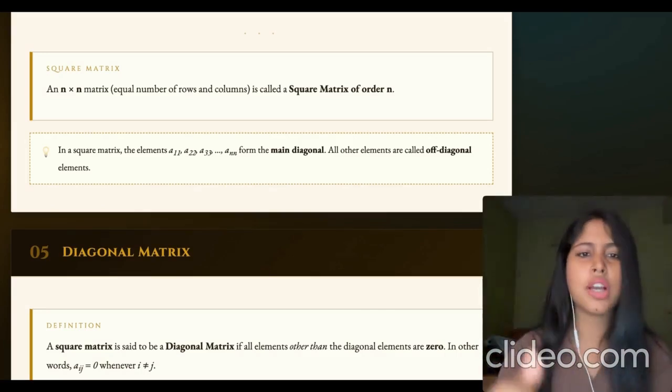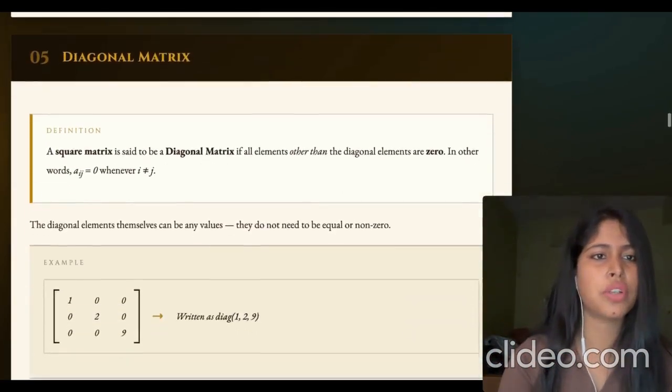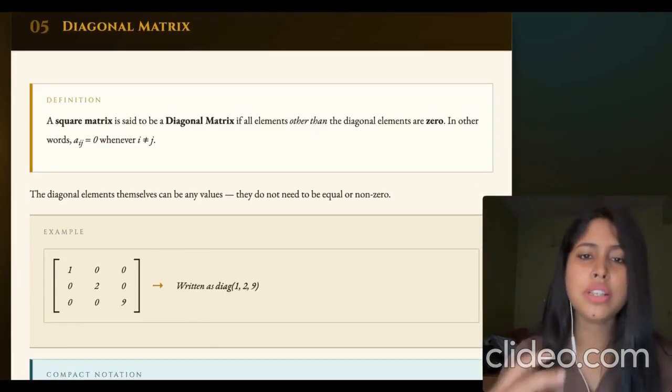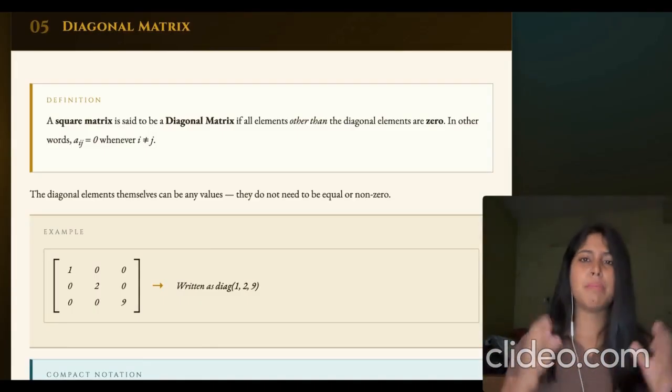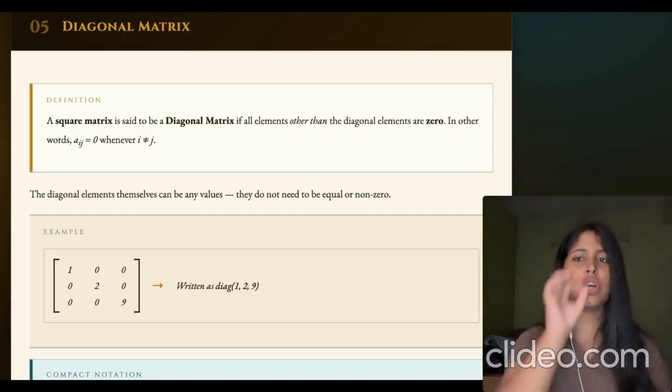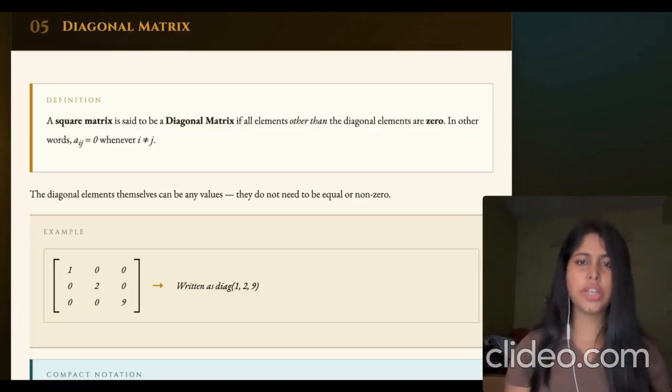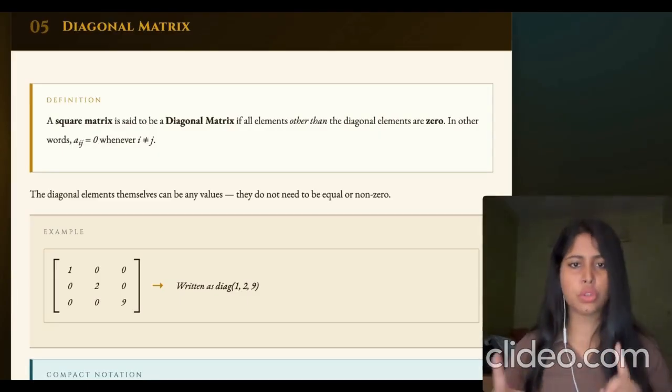I'm going to come to the diagonal matrix in the next part. Let me teach here the definition, the methodical and clear way of writing a diagonal matrix. A square matrix is called a diagonal matrix only if all of the off-diagonal elements are zero. Only the main diagonal, which I was talking about, can have non-zero values. So the condition is basically that a subscript ij equals 0 whenever i is not equal to j.